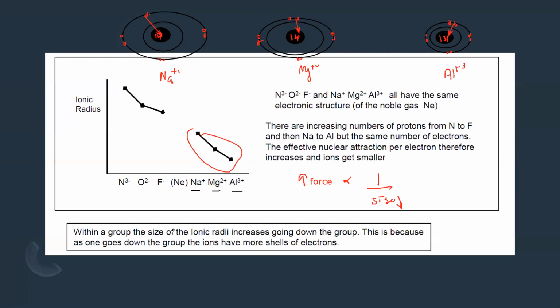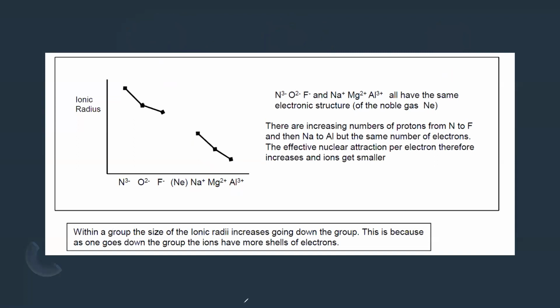And within the group, for the size of ionic radius, when we go down the group, the number of shells increases. So what we'll observe is that the size will also increase. Is it clear? Yes, Umar, is it clear now?